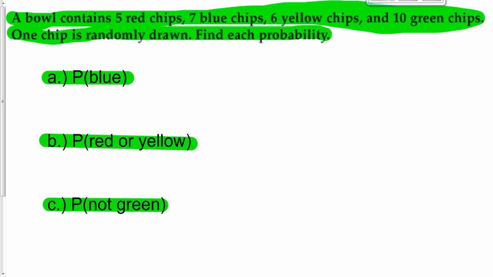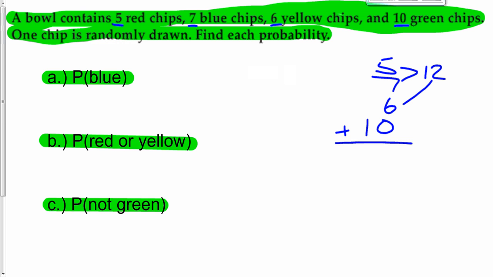And it can get a little more complex. For instance, with this example, we have a bowl that has 5 red chips, 7 blue chips, 6 yellow chips, and 10 green chips. 1 chip is randomly drawn. Find each probability. So letter A, what is the probability of getting a blue? Okay. Well, we have to look at our sample space first. The total possible outcomes, or how many total chips are there in the first place? So we got 5, 7, 6, 10. So we're going to want to add those up. Okay. So 5 and 7, that's going to be 12, plus 6 is going to be 18. So we've got 28 possible outcomes.